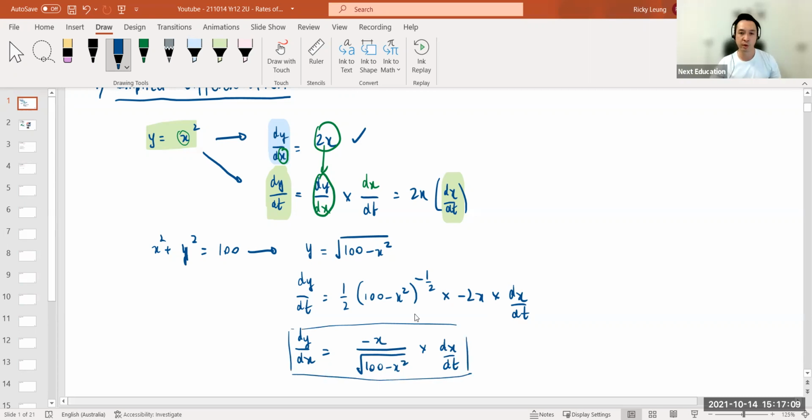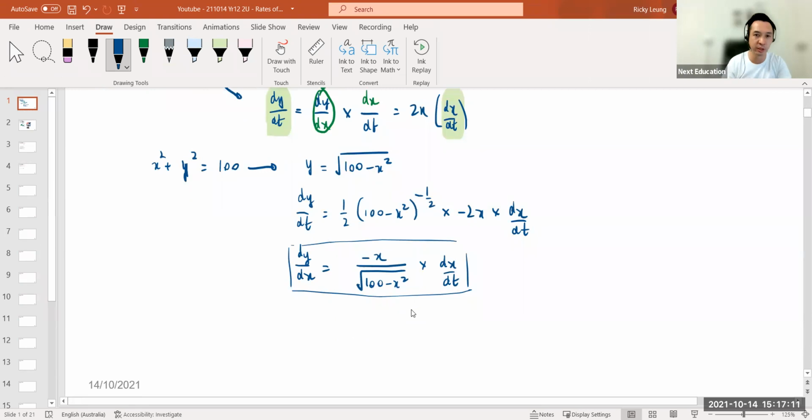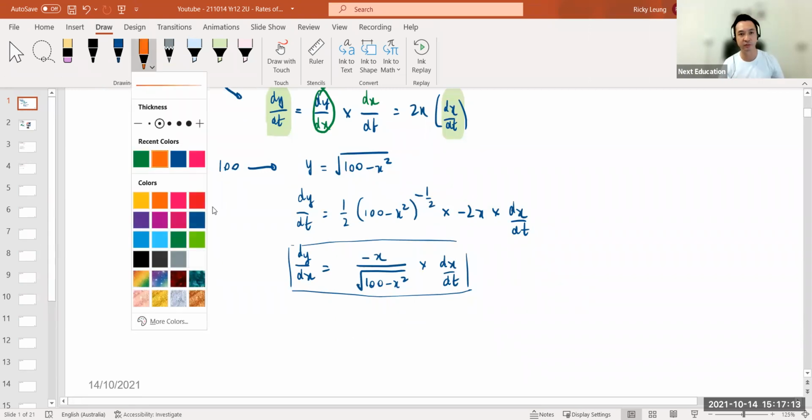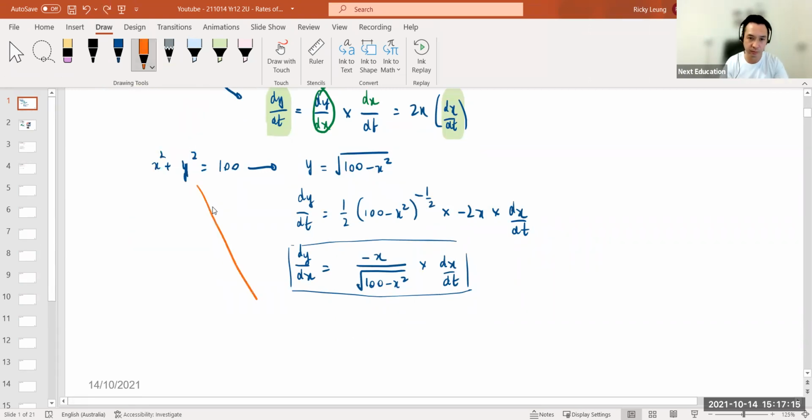Now, there is an alternative. And I love doing my alternatives in a different color. This is implicit differentiation.